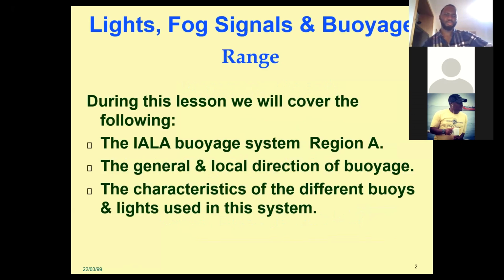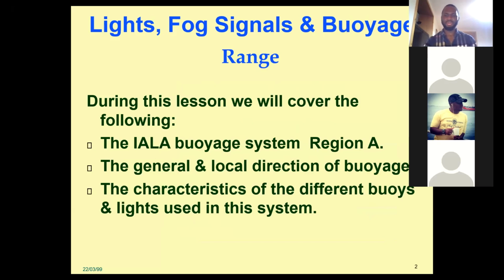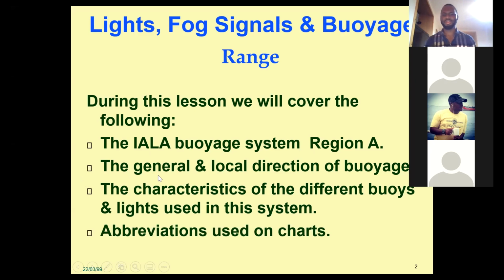So, the Voyage system. We'll try to analyze or simplify and cover as much as we can, region A and region B. I'm going to concentrate on region A, but I'll also bring in region B as well, and I'll try to explain the differences between region A and region B, the general and local direction of Voyage, and the characteristics of the different Voyage and lights used in this system.